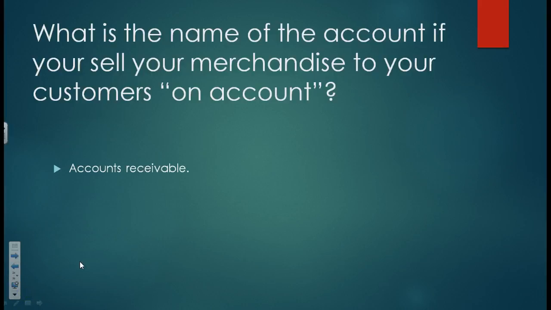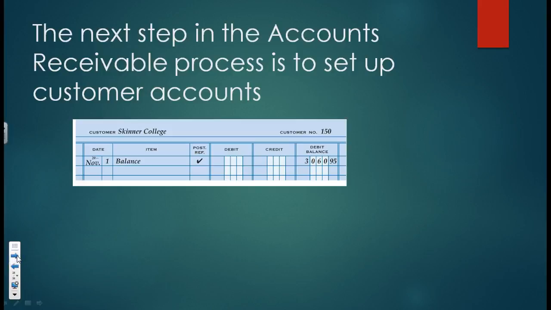This is just a reminder that the name of the account when you sell your merchandise to customers on account is accounts receivable this time. So once we have given the customers credit and they're using it and purchasing our products and they're going to pay us at a later date, the next step in the accounts receivable process is to set up customer accounts. Last chapter, we set up a vendor account, people that we owed money. Now we have to set up customer accounts to keep track of who owes us money.